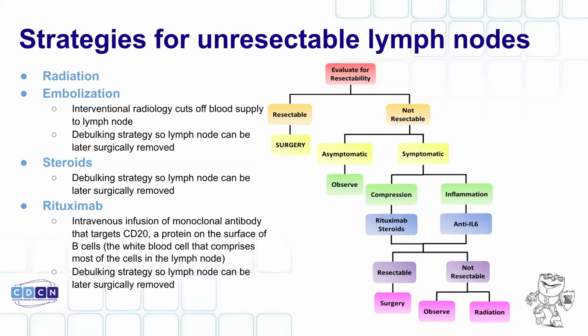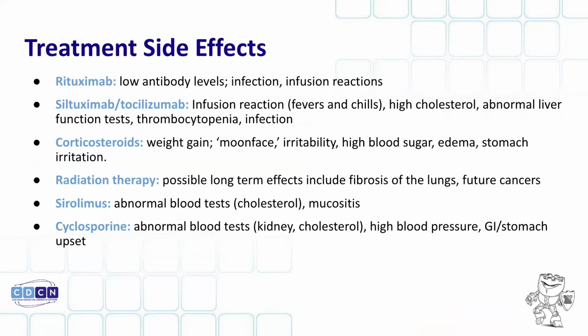So by killing B cells, you can shrink a lymph node, and that can be efficacious in getting patients who are not surgical candidates to become surgical candidates, so they can get that complete resection, just like the patient who had their lymph node in a very easily accessible spot. So that's another strategy of making people who are unresectable resectable.